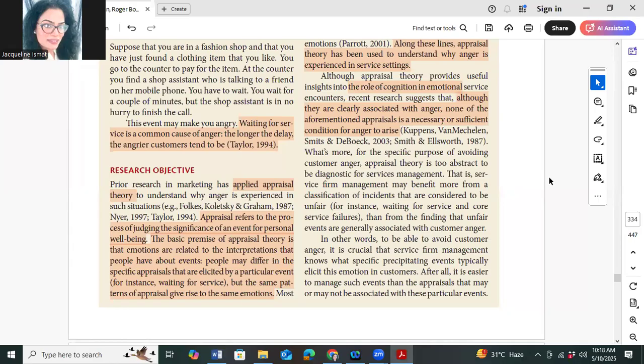So what's more, for the specific purpose of avoiding customer anger, appraisal theory is a little too abstract to be diagnostic for services management. सर्विस सेक्टर में थोड़ी abstract भी है, ये सही है. So it is a bit too abstract. ये भी हम जरा देख लेते हैं.